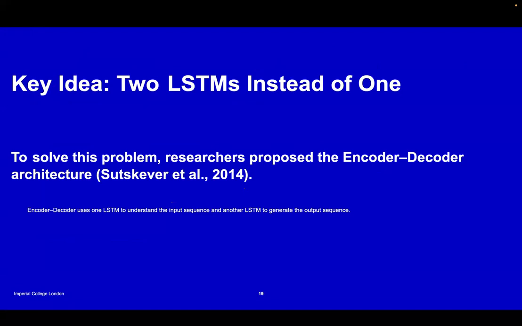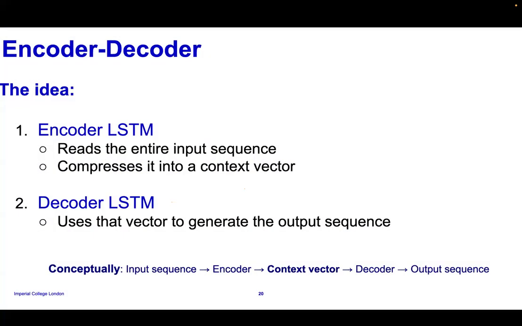One idea that people used before is to use two LSTMs instead of one. This is the solution that was proposed, which we call the encoder-decoder architecture. Basically, two ideas are used. Number one is to use an encoder LSTM to encode the entire input sequence, and then use a decoder LSTM to generate the output sequence. That's the idea, the encoder-decoder architecture.